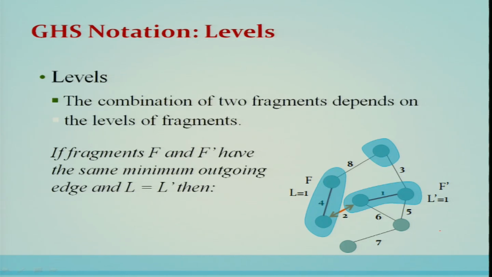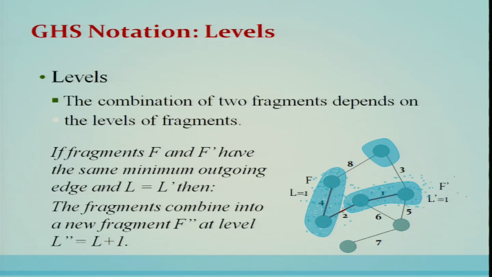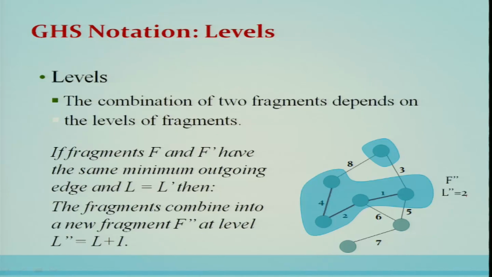Now, if the fragments f and f prime have the same minimum outgoing edge and L is equal to L prime, that is their levels are same, then the fragments combine into a new fragment f double prime and the level of this new fragment will be +1 of the earlier fragments which were same as L. So, it will become L plus 1.